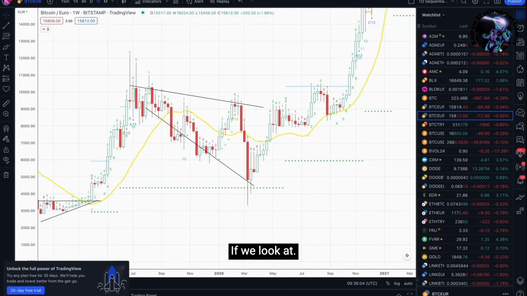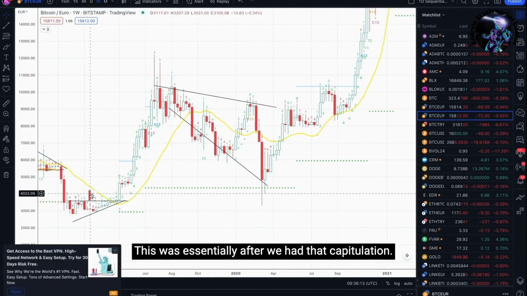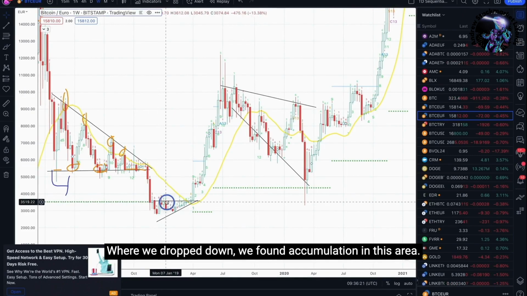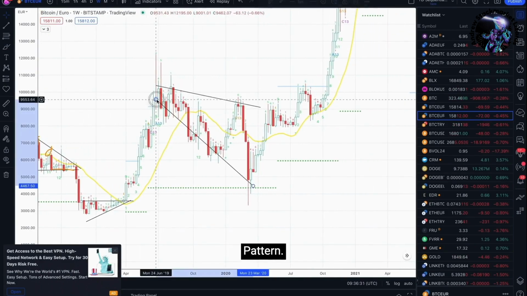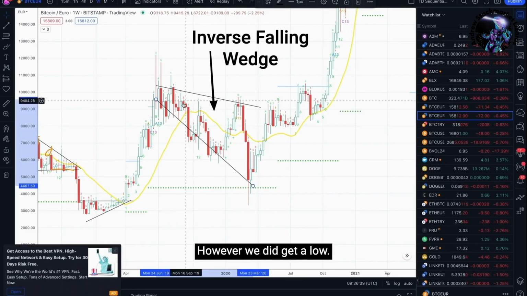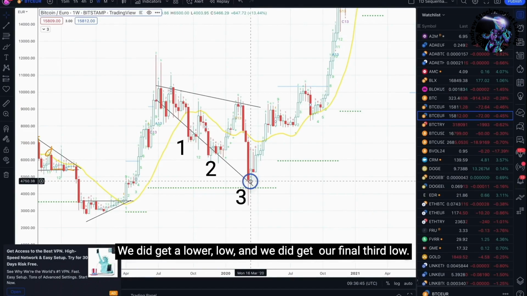If we look at 2020, this was essentially after we had that capitulation from the 2017 16K high in euro, where we dropped down, we found accumulation in this area, pushed up, and then we started forming this interesting pattern. Now, this is not really and truly your stereotypical falling wedge. However, we did get a low, we did get a lower low, and we did get our final third low.